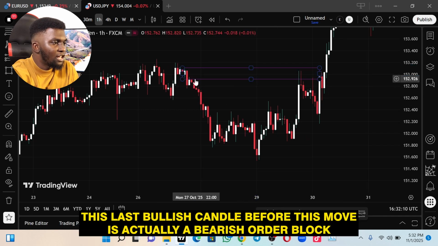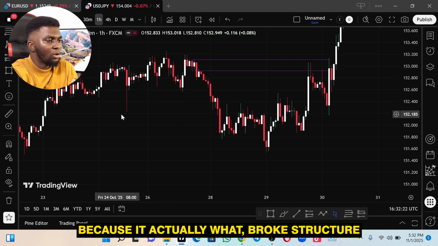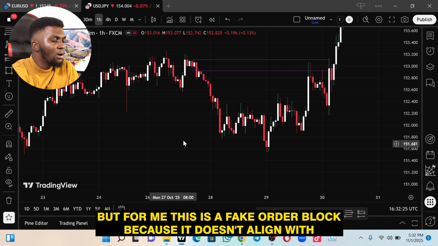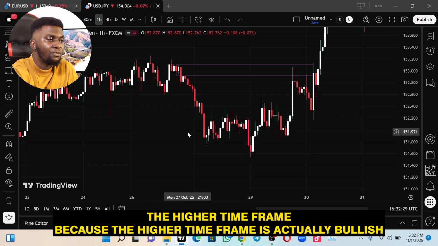Now look at this. This last bullish candle before this move is actually a bearish order block. And most people will call this a valid order block. Why? Because it's what broke structure. But for me, this is a fake order block because it doesn't align with the higher time frame. Because the higher time frame is actually bullish.